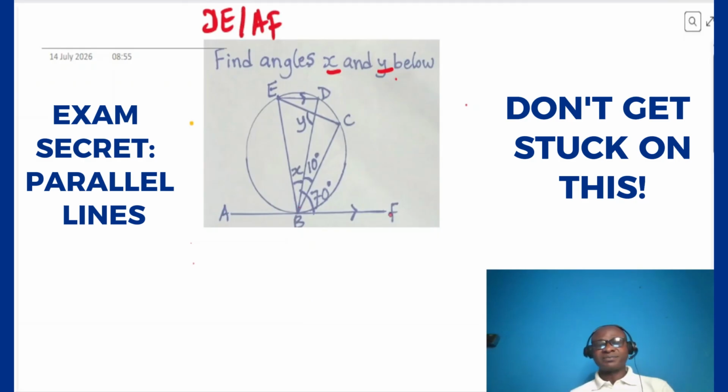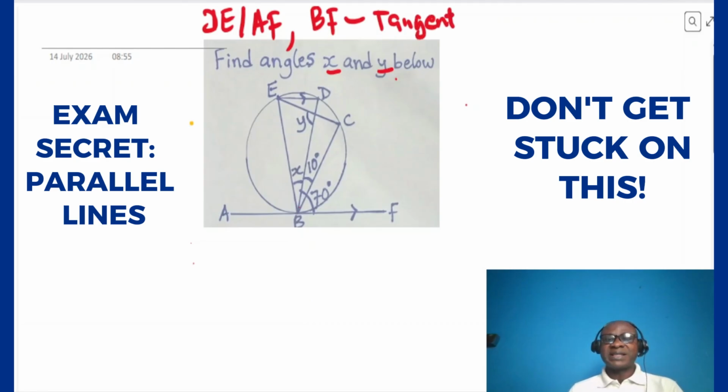Very important. I also want you to see with me that line BF is a tangent. Line BF is a tangent, while line BD is a chord. Very important. Now that we have observed this, we can simply apply this circle geometry theorem.